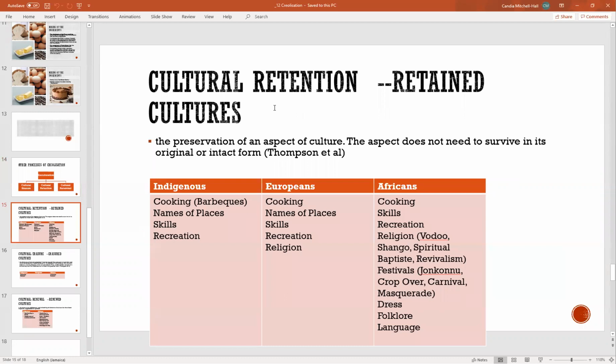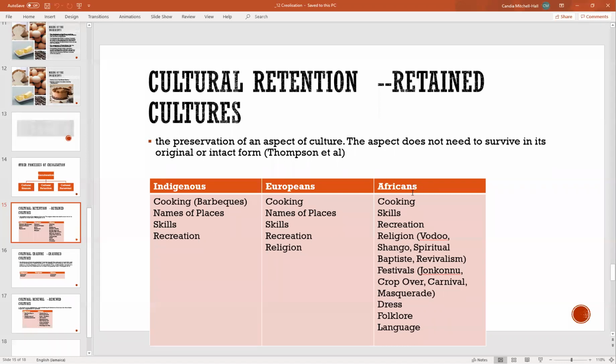And so cultural retention is when different groups retain their culture. So even though you're in a process of creolization, or you're in a Creole society, the mere fact that you have Indian culture being retained, African culture, European culture, indigenous people's culture being retained, at the end of the day, you know for sure that there's some retention of culture or preservation of different aspects of culture. And cultural retention does not need to survive in its original form or intact. So it can just have a resemblance of it.